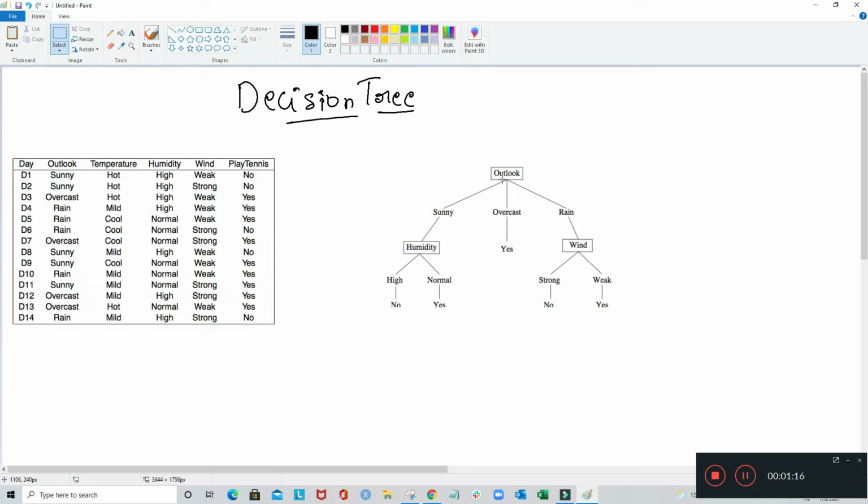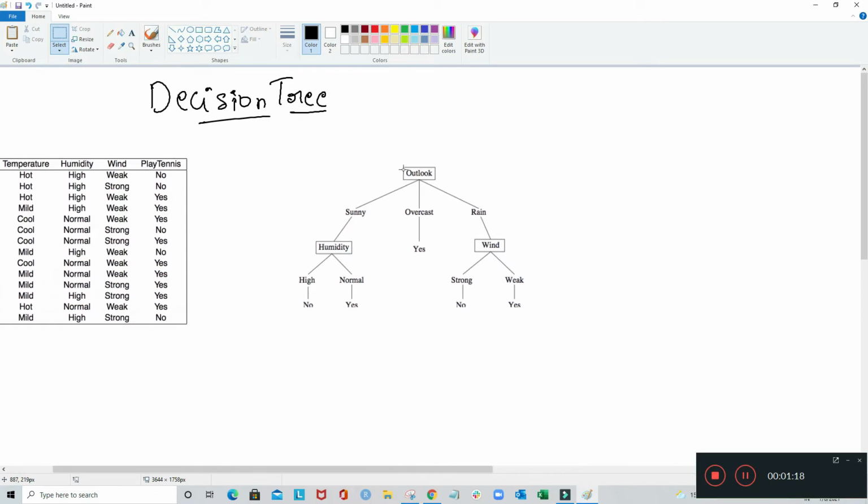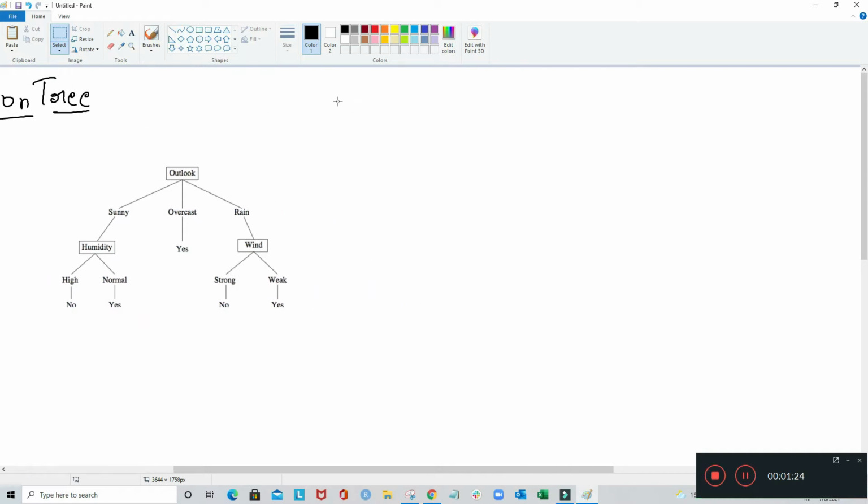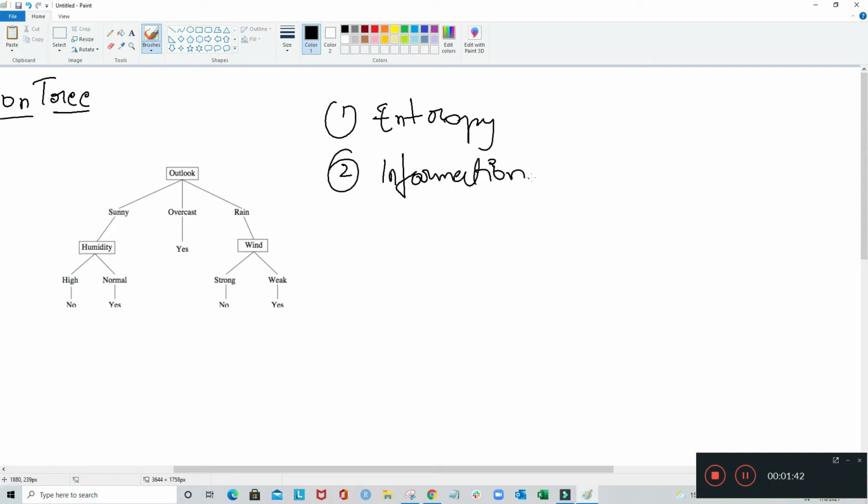Before understanding how this split happens, how a decision tree actually works, we need to understand some main concepts. First, entropy. Next is information gain. Third one is Gini impurity. I'll explain why these concepts are important.